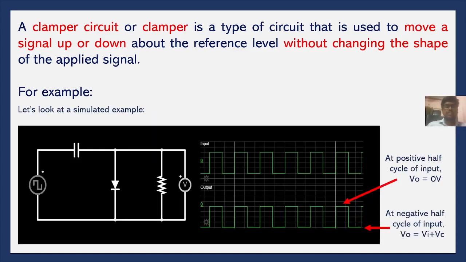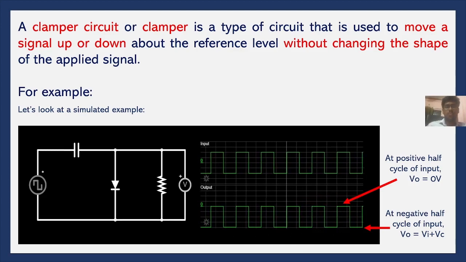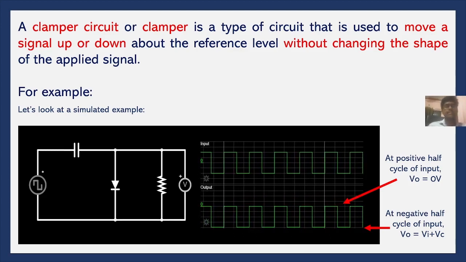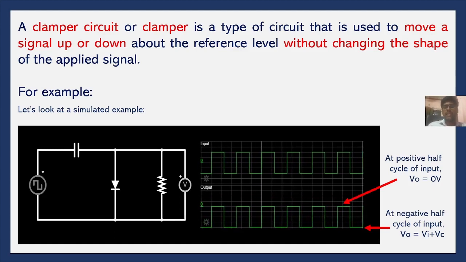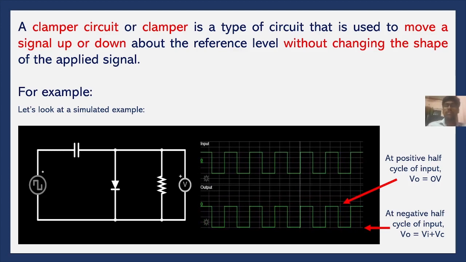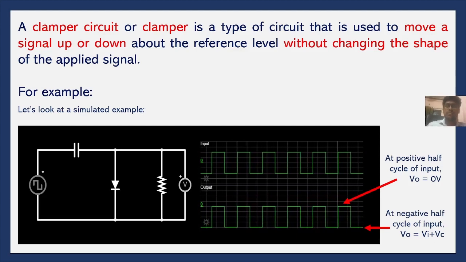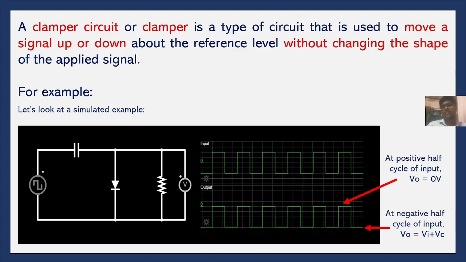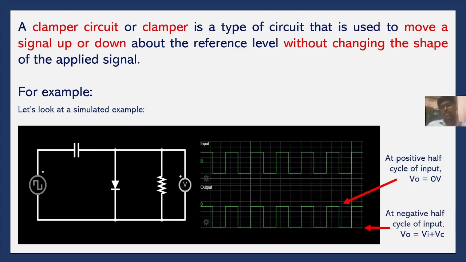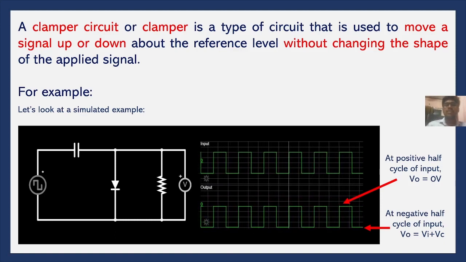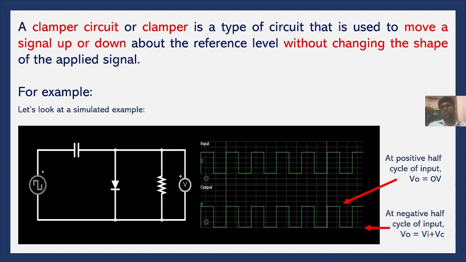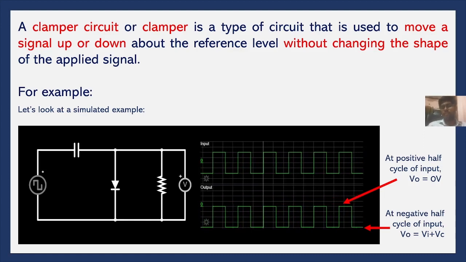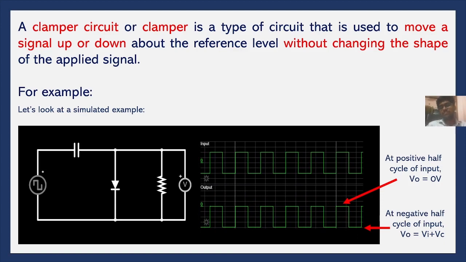So if we look at a simulated example, we can see that the input square wave has a positive half cycle and a negative half cycle. But in the output, for the positive half cycle of the input, we will get only zero voltage, because the diode acts like a conductor. And at the negative half cycle of the input, we will get Vi plus Vc, which means it is greater than the input voltage. So there is an increment of the input voltage at the output, Vi plus Vc. We can see that the input signal is clamped at the output.